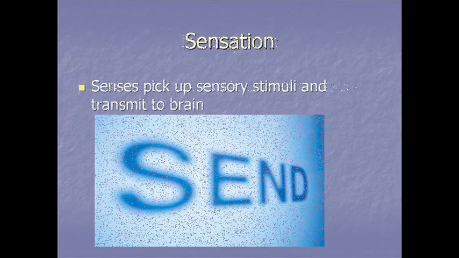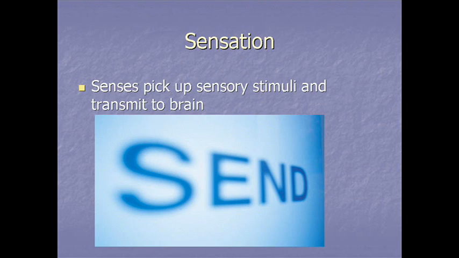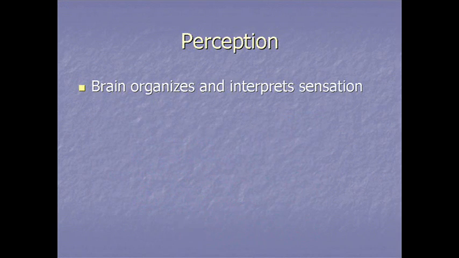This is sensation. Perception, on the other hand, is the process by which the brain actively organizes and interprets sensory stimuli. Remember, sensation begins with external energy. It's taken in by the sense receptors. The sensory neuron takes it up to the brain. Then perception takes over. Here's an analogy I hope will help.